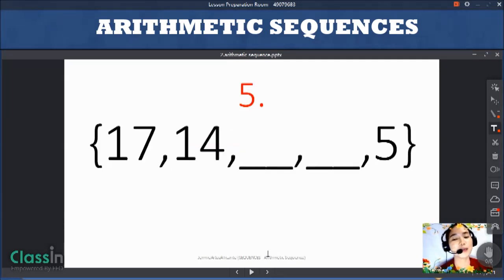What are the missing numbers? 17, 14, blank, blank, 5. Write down your answers. The answers are 11 and 8. What is your score? Did you get a perfect score of 5 out of 5? Very good. If not, you can still practice.